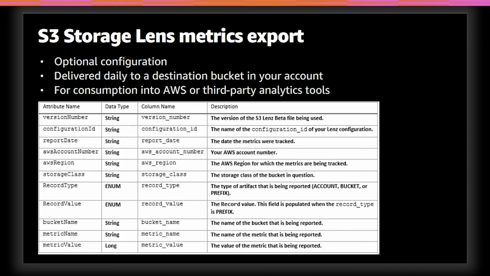To use the metrics export option, you simply have to go in and edit an existing dashboard configuration and then enable this option. When doing so, you just select a destination bucket, then you decide if you want to encrypt the data or not, and then you select either CSV or Parquet file format. The layout of the file is shown here on the screen, and you can find this information in the Storage Lens documentation as well.